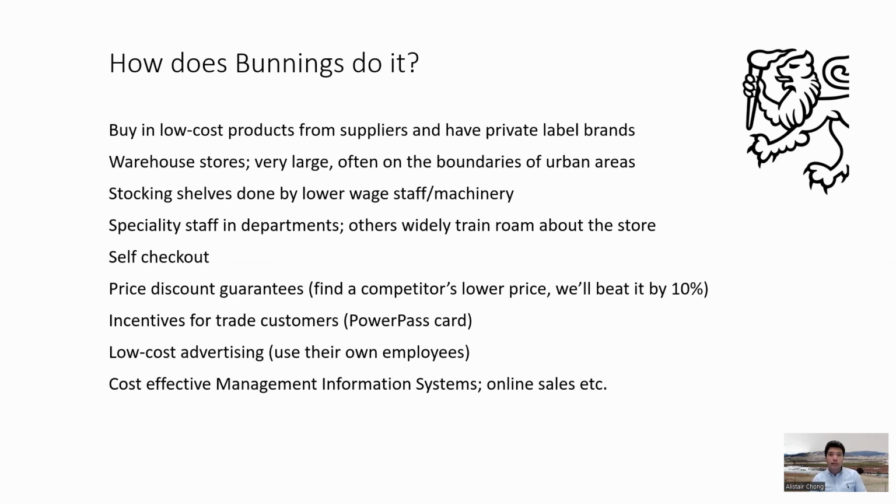They've tried to automate as much as possible, including the use of self-checkouts, and often you'll see price guarantees in cost leadership strategies. They also have incentives for trade customers. They use low-cost advertising. A lot of the advertising is actually just their team members that they have in store, and they use a quite cost-effective MIS or management information system, which allows people to not only buy stuff online, but you can actually go and find out which aisle it is and which bay it's in at your local store, so that you don't have to go and ask someone in store to find it for you.